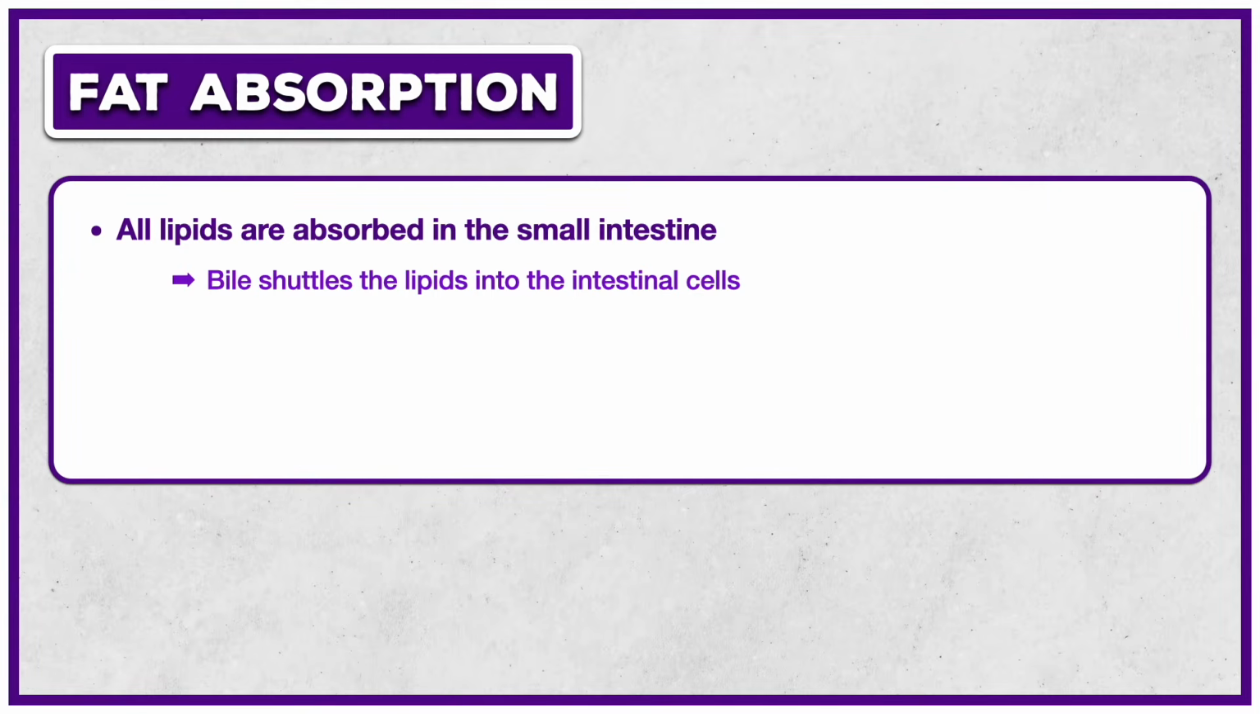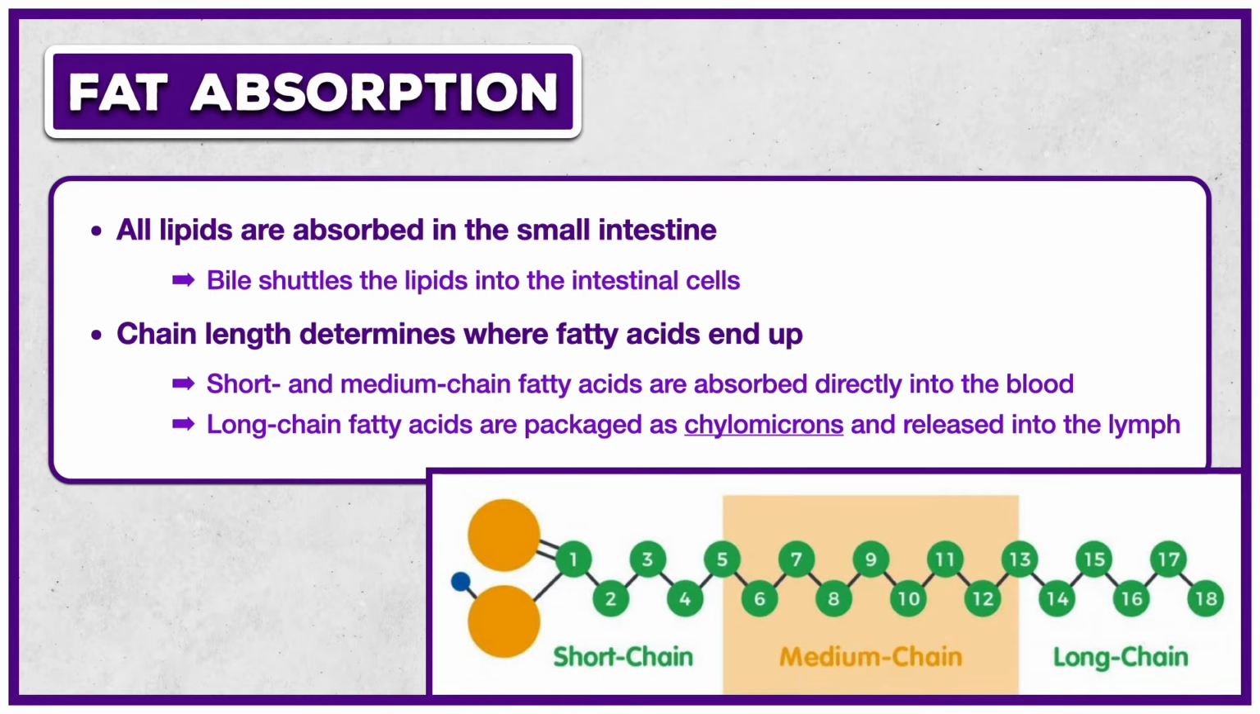Bile shuttles the lipids into the intestinal cells. Chain length determines where fatty acids end up. Short and medium chain fatty acids are absorbed directly into the blood. Long chain fatty acids are packaged as chylomicrons and released into the lymph.